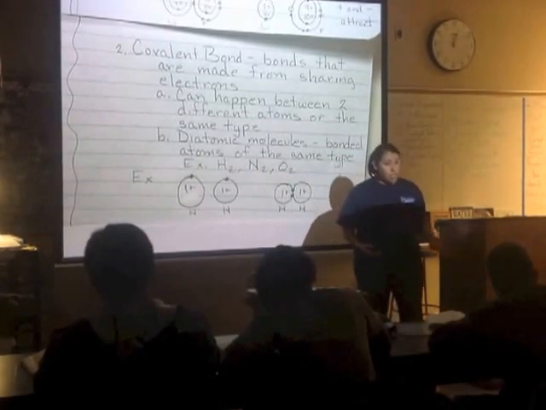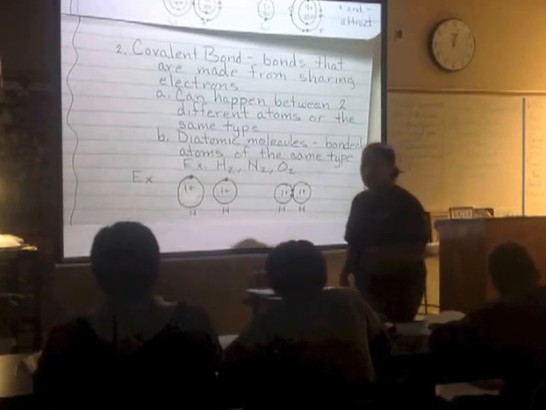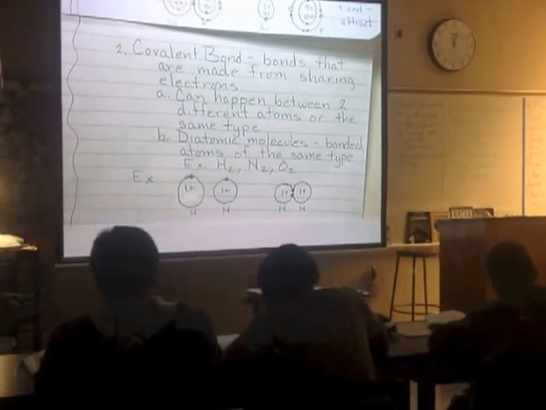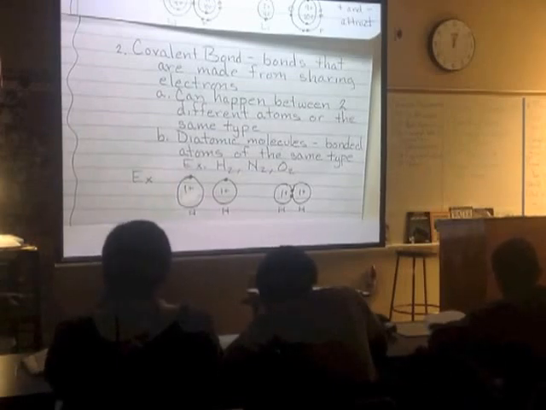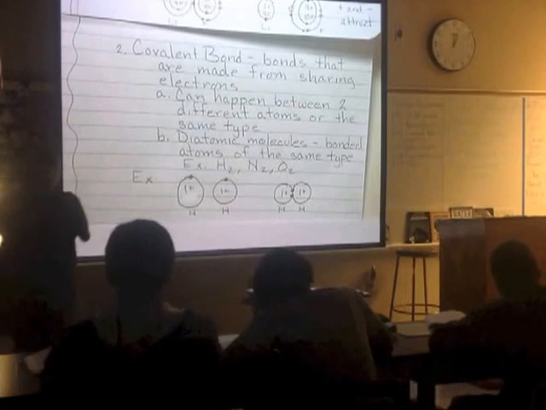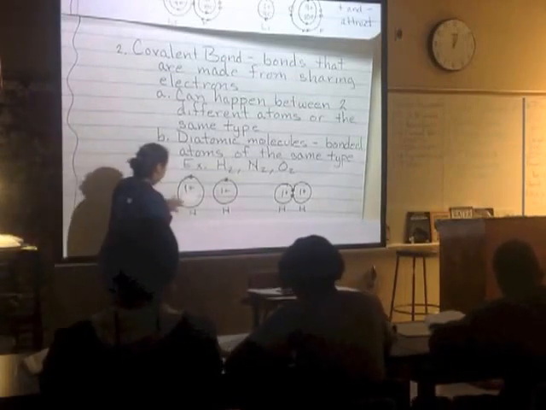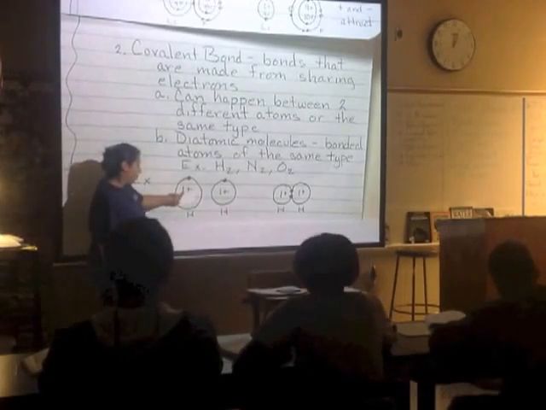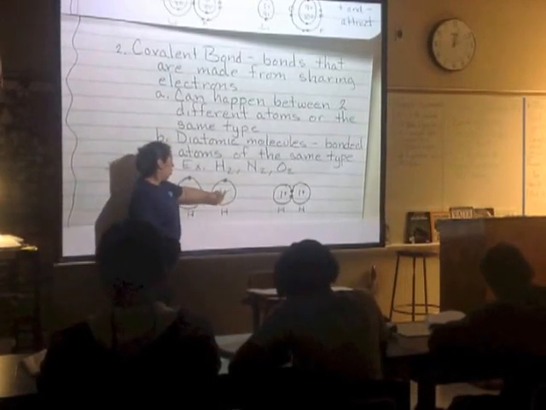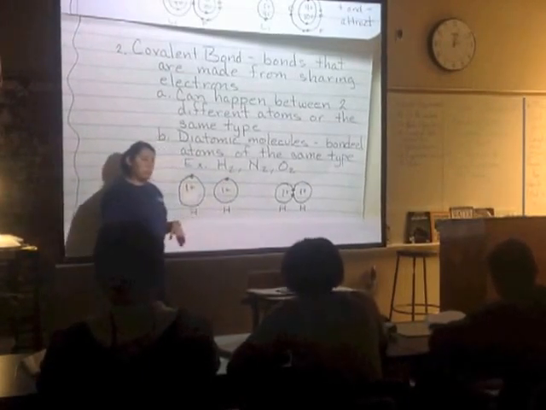And they are covalent bonds. Now, all covalent bonds are not diatomic molecules, but they can be. So the example I gave you for a covalent bond is H2. So here I have hydrogen. I have one proton, one electron, no neutrons. Another hydrogen, one proton, one electron, no neutrons.